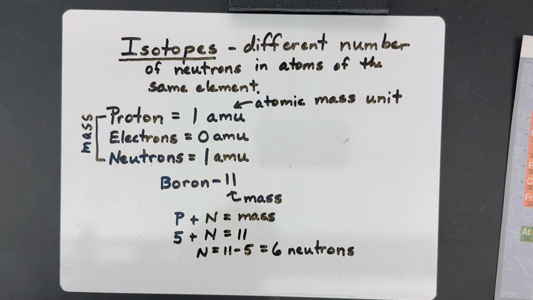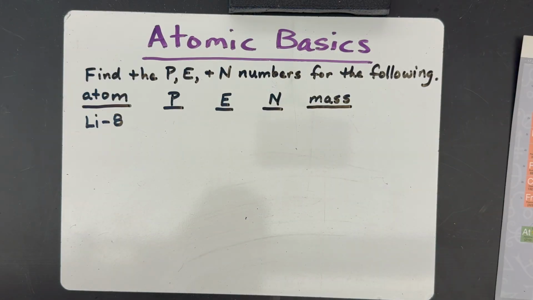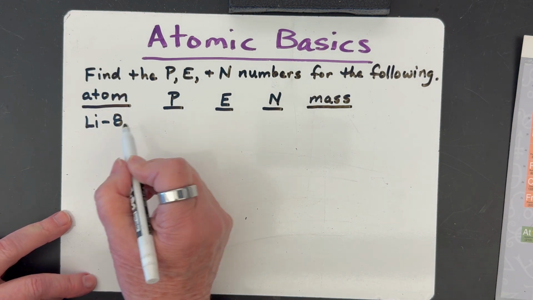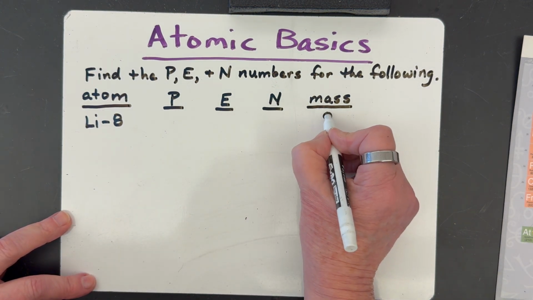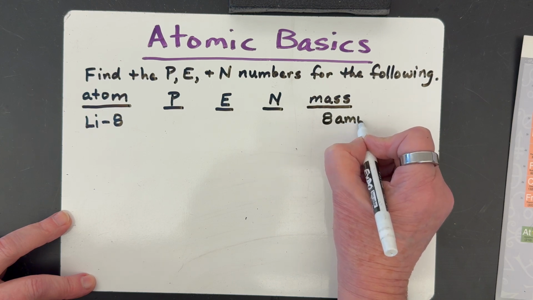Let's try some practice problems. In this first problem, we are given lithium-8. Lithium is the element, 8 is the mass. So we can immediately put this 8 right over here, 8 atomic mass units.